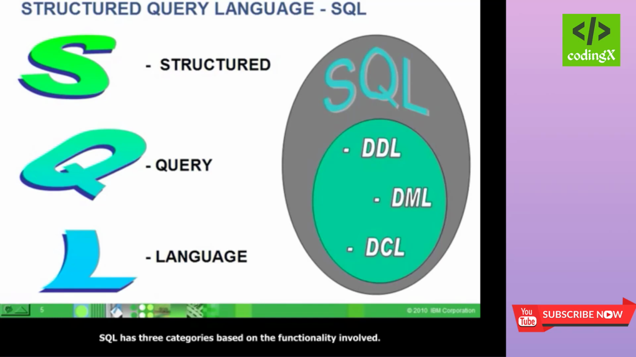SQL has three categories based on the functionality involved: DDL, Data Definition Language, used to define, change, or drop database objects; DML, Data Manipulation Language, used to read and modify data; DCL, Data Control Language, used to grant and revoke authorizations.